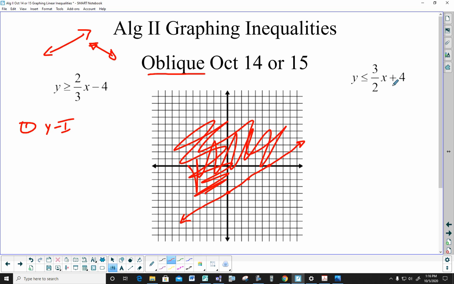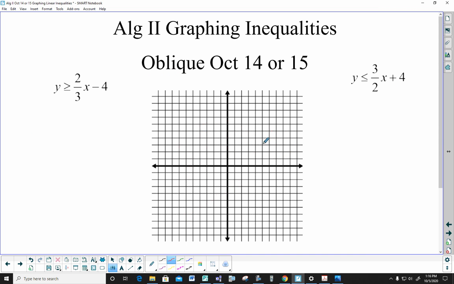This one, since I made a mess, I'm going to erase that so I can do this one. But I'm shading above it. Okay? First thing you do is the y-intercept, 1, 2, 3, 4, and then a slope of 3/2. So 1, 2, 3, 1, 2. If you want to do it again, 1, 2, 3, 1, 2, you're welcome to. It has the equal sign, so it's a solid line.